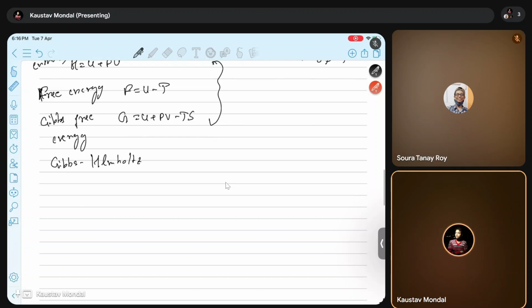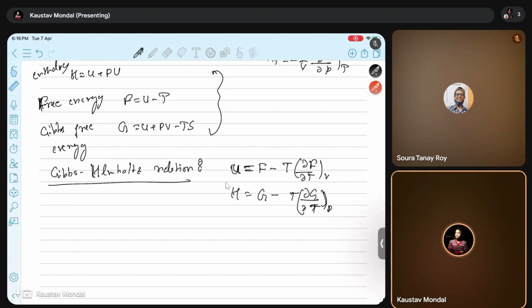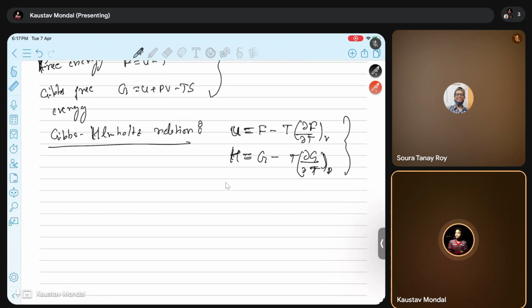Gibbs-Helmholtz relation. That is given by two relations basically: U equals F minus T times del F del T at constant V, and H equals G minus T times del G del T at constant P. So basically you write the internal energy U as a function of the Helmholtz free energy, and the enthalpy as a function of the Gibbs free energy, using this Gibbs-Helmholtz relation.